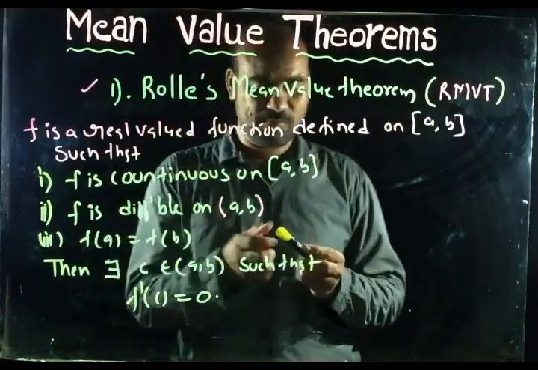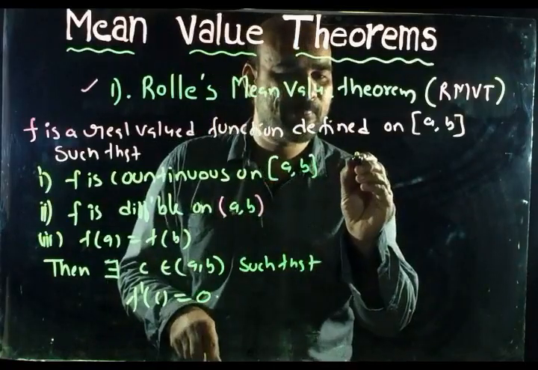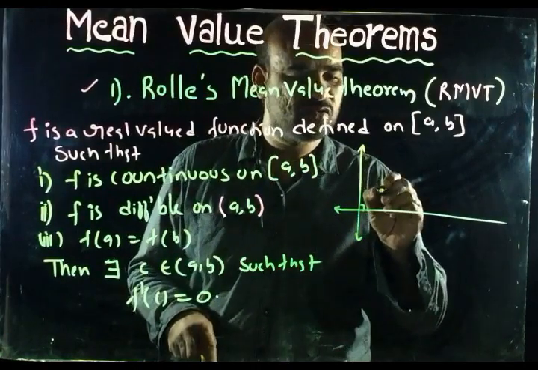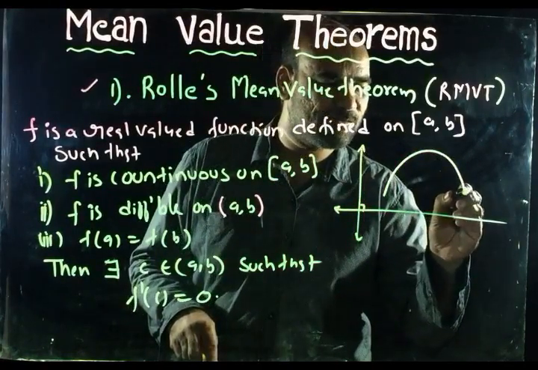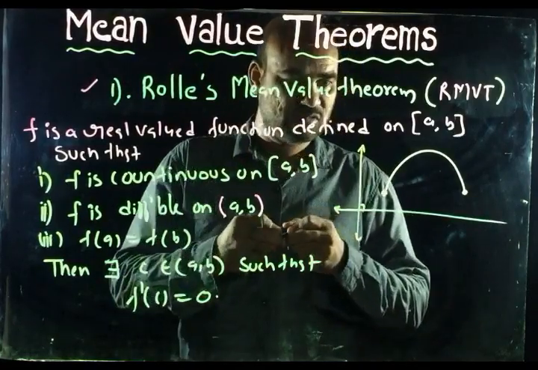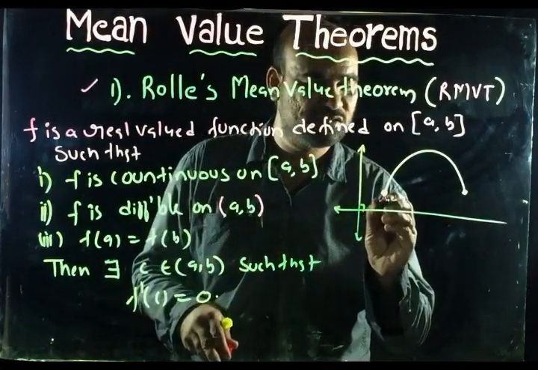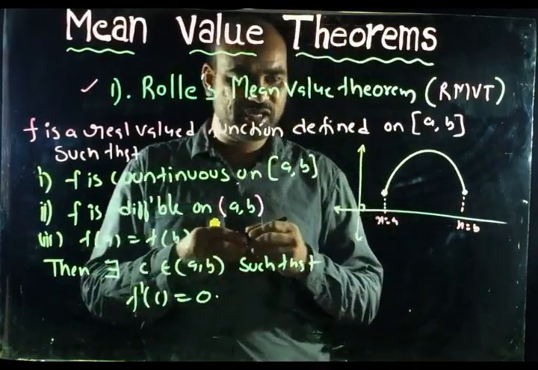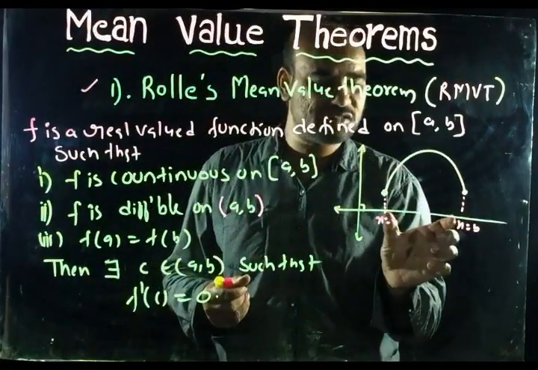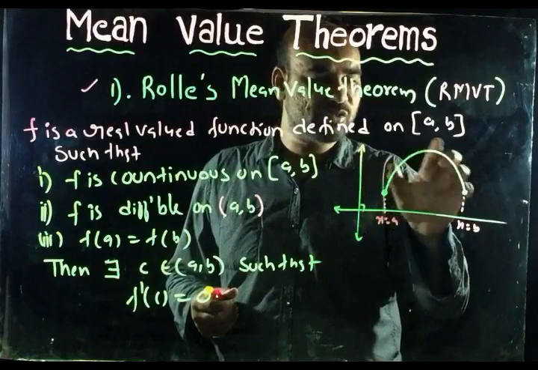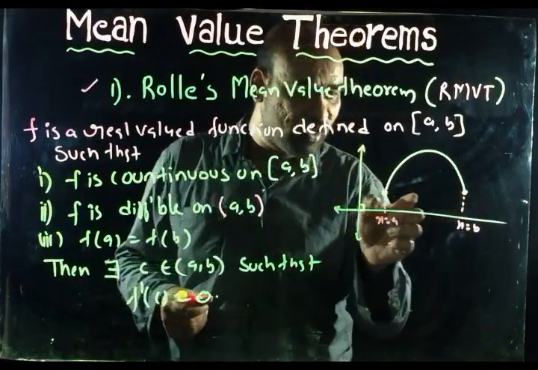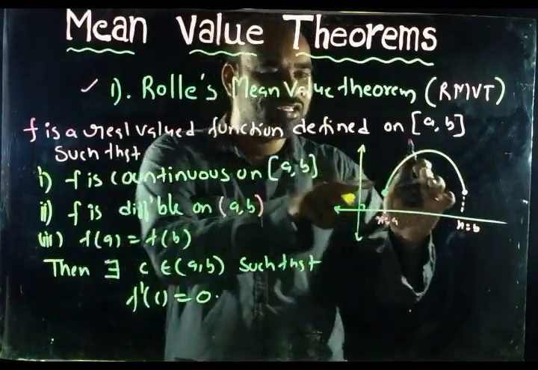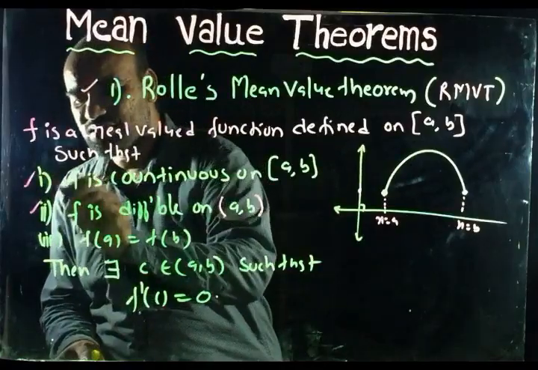Okay, graphical meaning. So this is the graph of a function, say f(x). This is x equal to a, here x equal to b. Observe here, this graph is continuous in the closed interval [a, b] and differentiable in the open interval (a, b), and f(a) equal to f(b). Observe, f(a) is this one, f(b) is also this one. This means this function satisfies these three conditions.